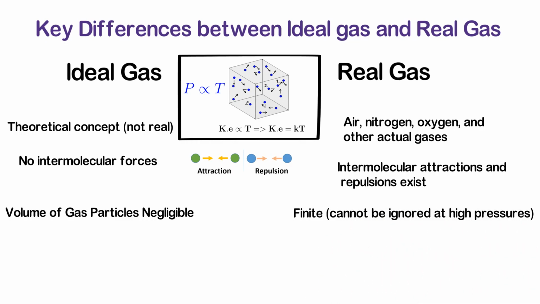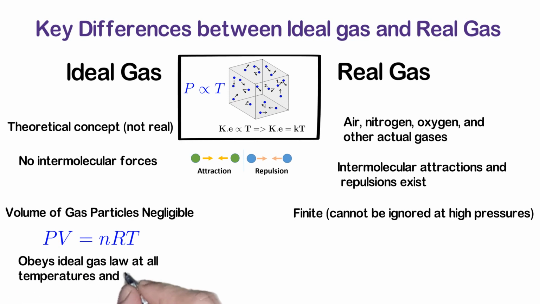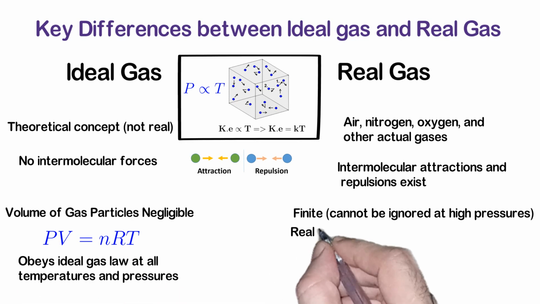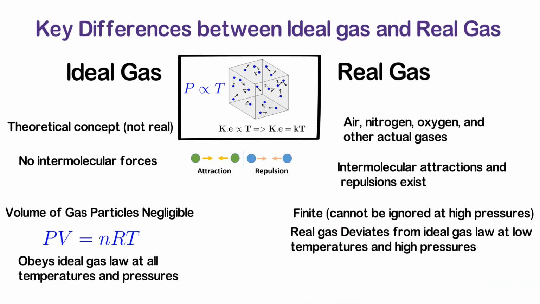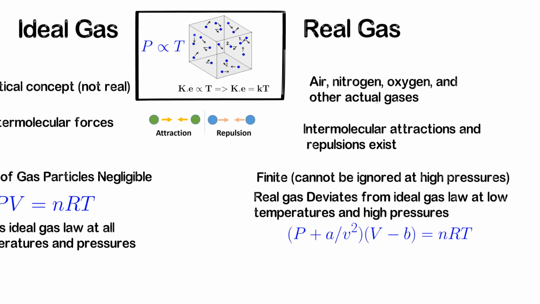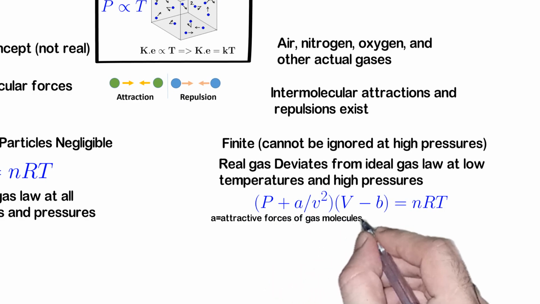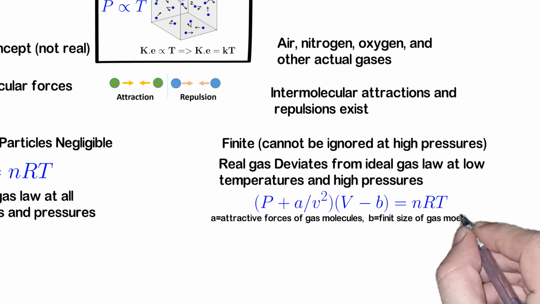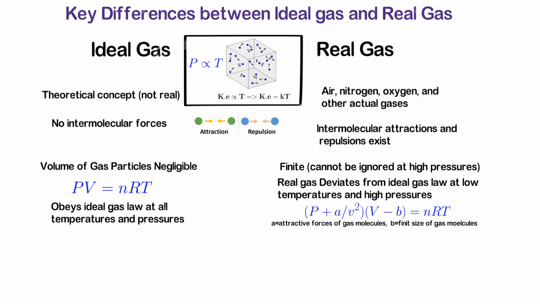Ideal gas obeys the ideal gas law, which is PV = nRT, at all temperatures and pressures, but real gases deviate from the ideal gas law at low temperature and high pressure. At very low temperature and high pressure, instead of using the ideal gas law PV = nRT, van der Waals developed another equation which accounts for the attractive forces between the molecules and the finite size of the gas molecules, and we use the van der Waals equation for real gases.